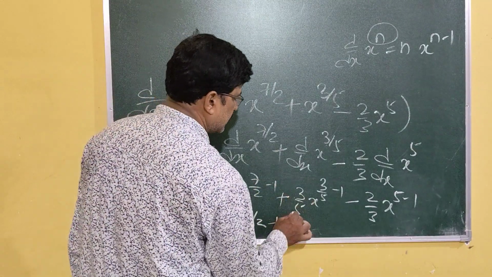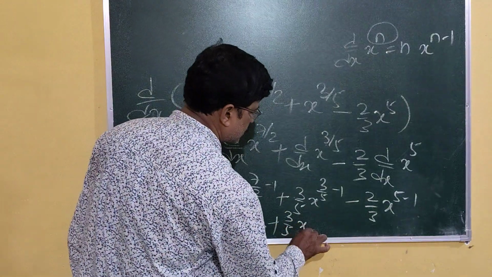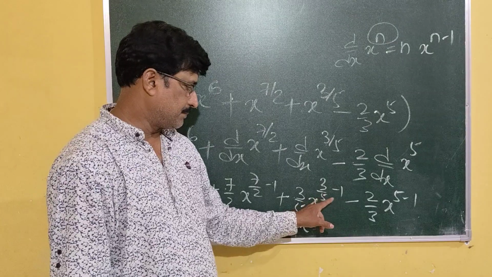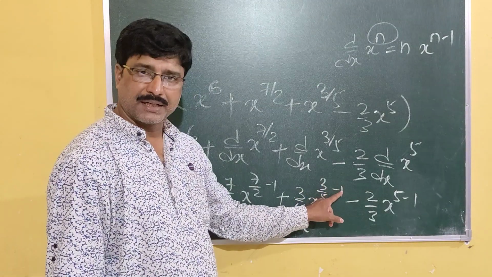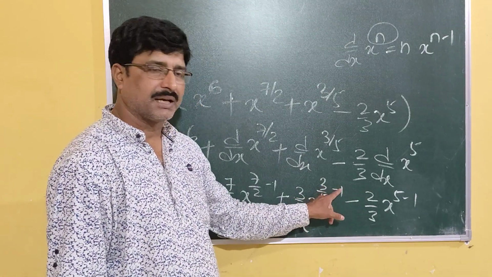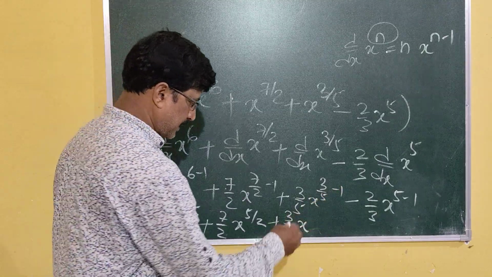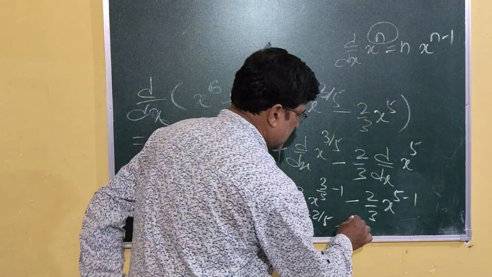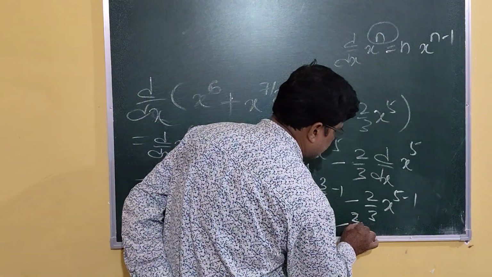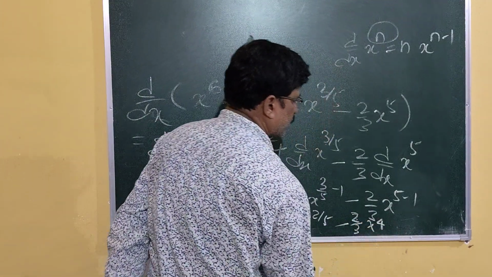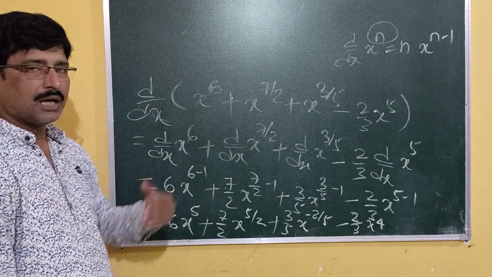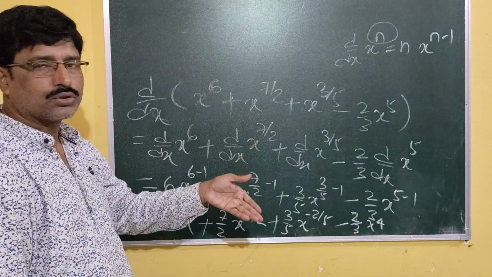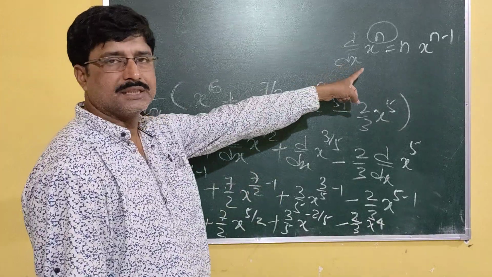Now 3 by 5 x to the power. Similarly, you can take the LCM here also. LCM 5. So it becomes 3 minus 5 by 5. That means 3 minus 5, that is minus 2 by 5. Minus 2 by 5. Yes, here also 2 by 3 x to the power 4. This is your answer. That means for this type of problem, you can easily solve it by this formula.